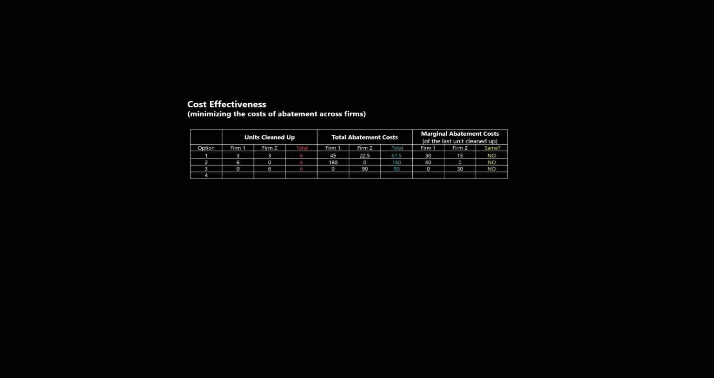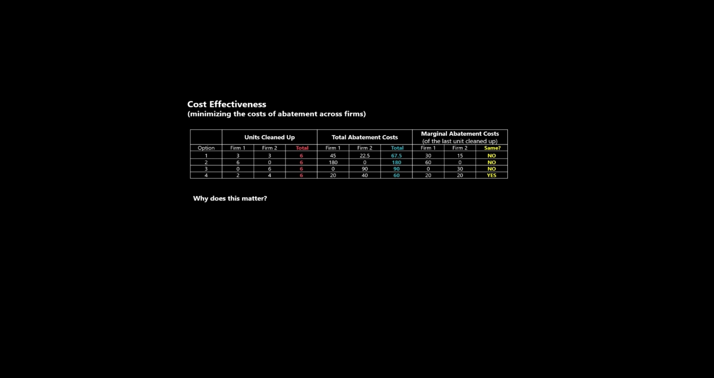And finally, for option 4, firm 1 cleaned up 2 units, firm 2, 4, for a total of 6. The total abatement costs for firm 1 were 20, for firm 2 were 40, for a total of 60. And the marginal abatement cost of that last unit cleaned up for firm 1 was 20, and firm 2 was 20. These were equal. So what this exercise shows us is that we can clean up the same amount of pollution at a lower cost when the marginal abatement costs are equated across firms.